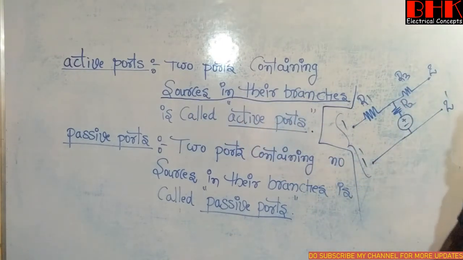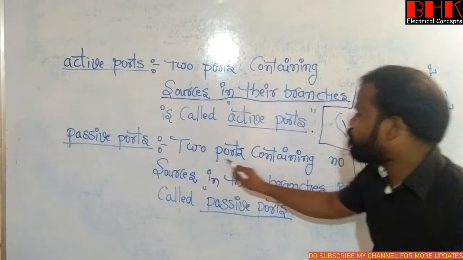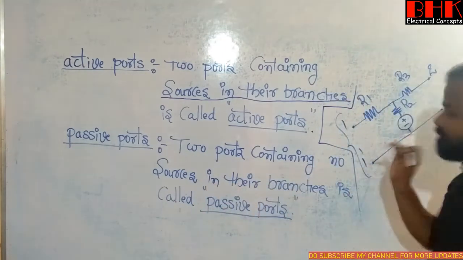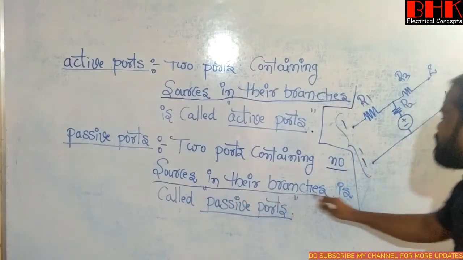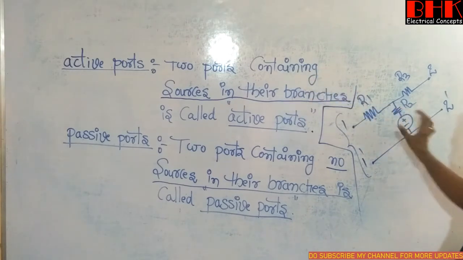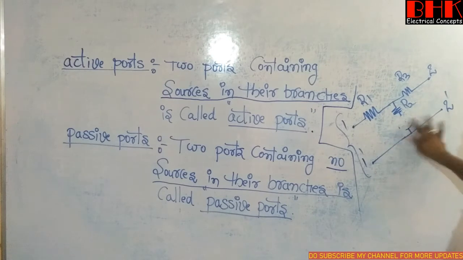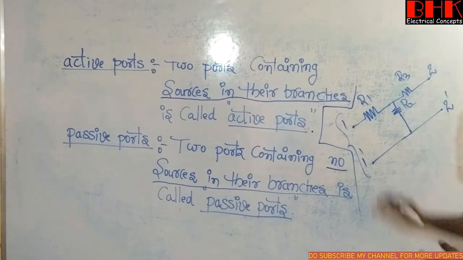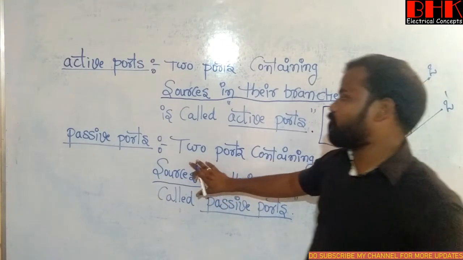Now just see here, passive port. A passive port means two ports containing no sources in the branches. It means here no sources are present in the branches of the network. In this condition the source is present like this, but if we remove this particular source from this branch, then this circuit or network comes under a passive port. It means what?